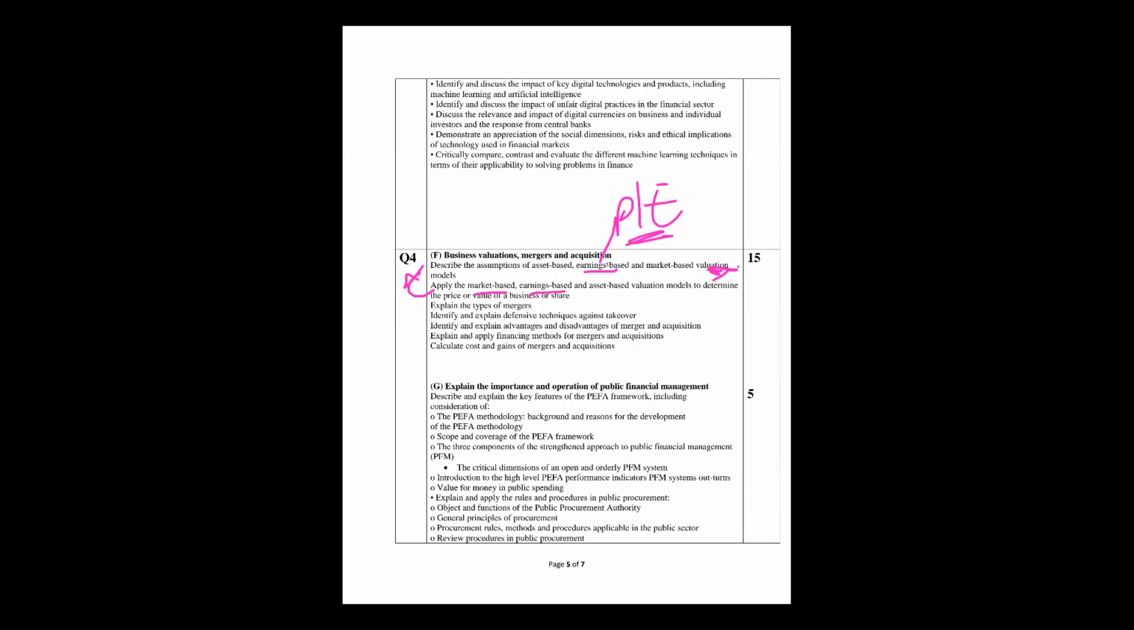Market based, earnings based, and asset based. Asset based is the net asset approach. Earnings based is the PE ratio approach. Market based is the dividend approach, dividend growth, the PV, all the other types. So there is no way the questions will be outside here. So I will use this question, and I'll show you how I will approach the question.